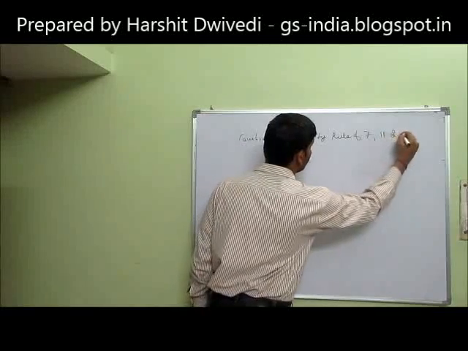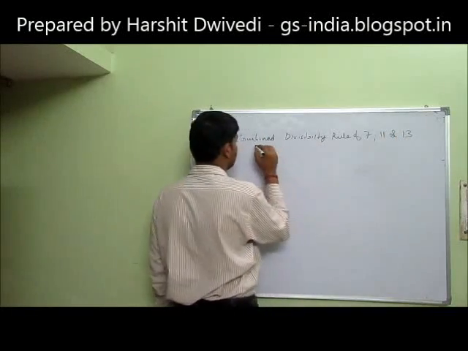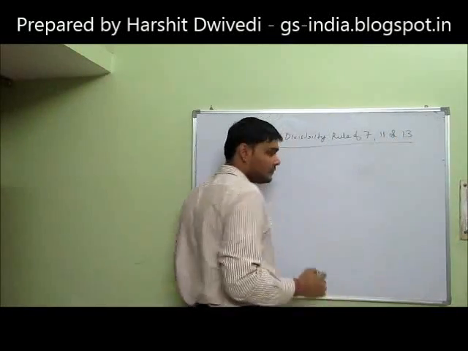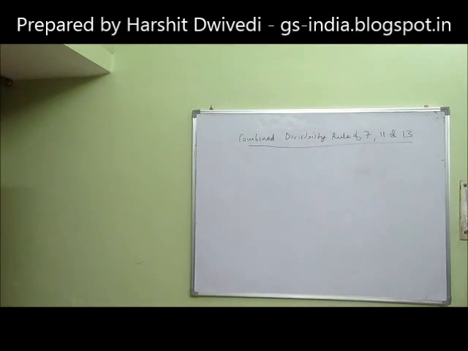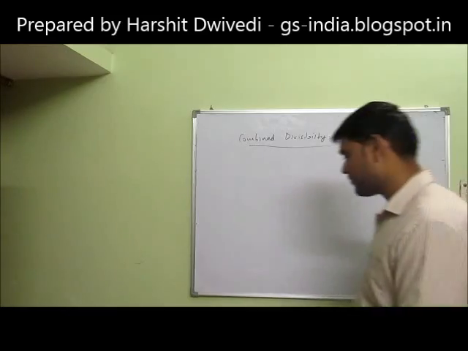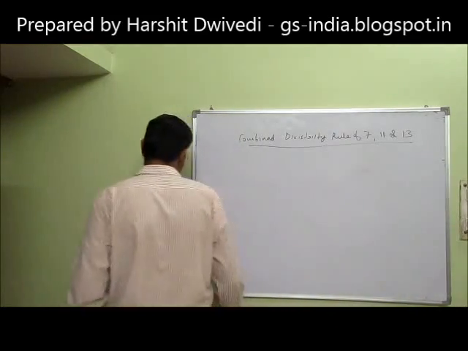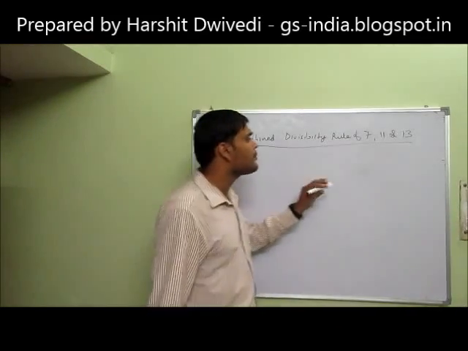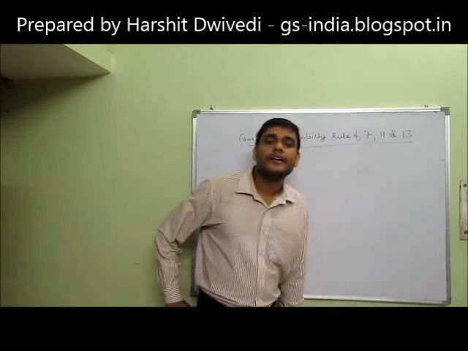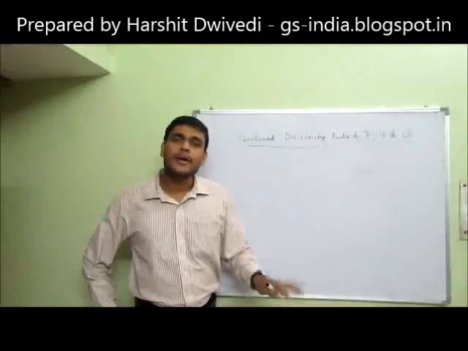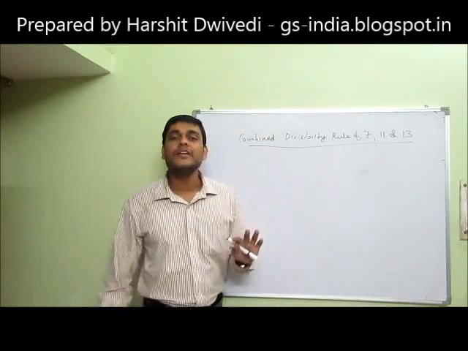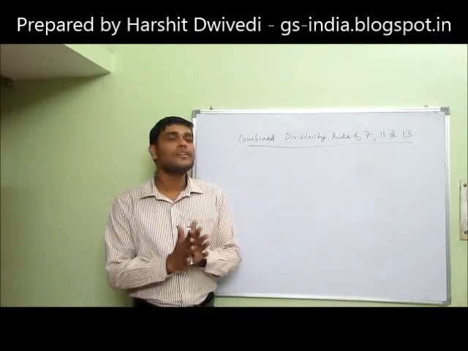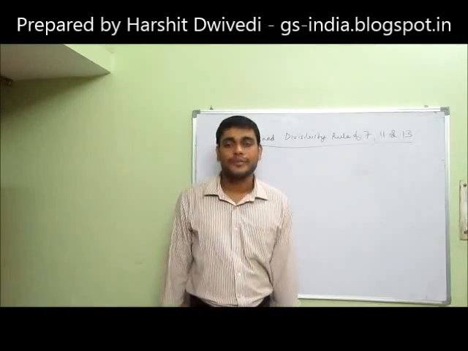Seven, 11, 13. So this is what we are going to discuss in this lecture, the combined divisibility rule of 7, 11 and 13. In most of the books you are going to find the divisibility rule of 11. In some books you are going to find the divisibility rules of 7 and 13 also. Those individual divisibility rules of 7, 11 and 13 I am going to tell you after some time.